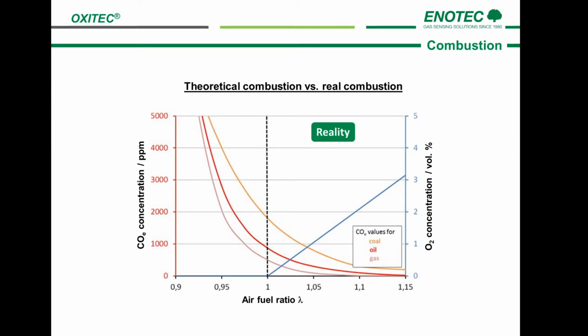In reality, the optimal lambda value differs depending on the fuel composition. Here in the graphic, the CO curves for coal, oil, and gas are shown, whereby gas shows the highest efficiency. Because of this, the measurement of CO in addition to O2 is more efficient for a combustion optimization. To increase the efficiency of a combustion, it's therefore important to measure CO in addition to O2. I will deal with the COMTEC O2 CO analyzer separately to explain this in more detail.